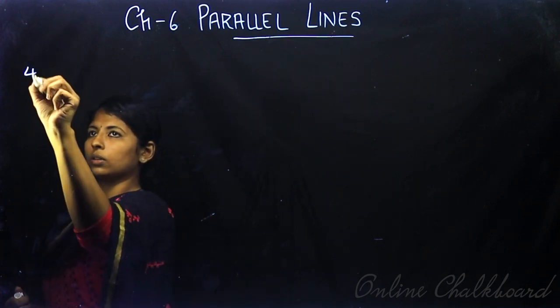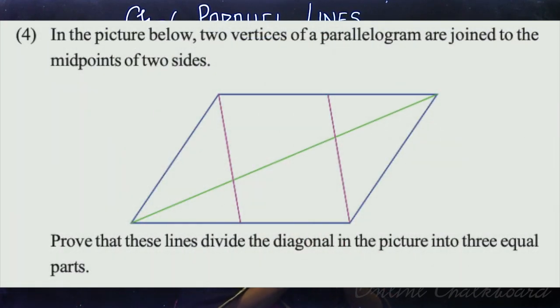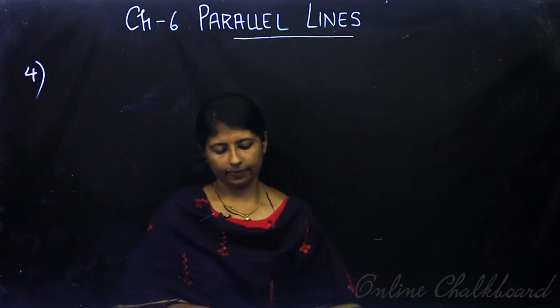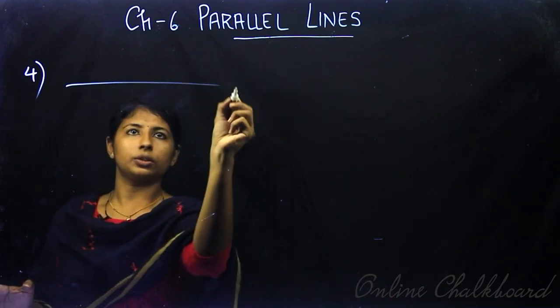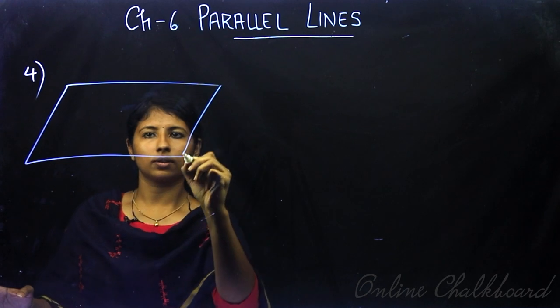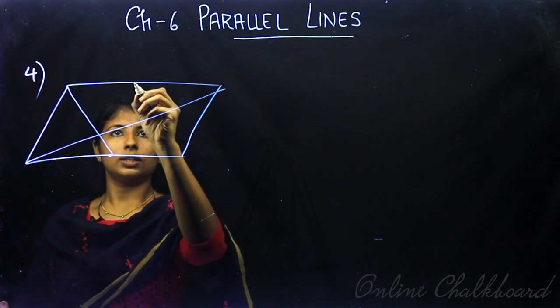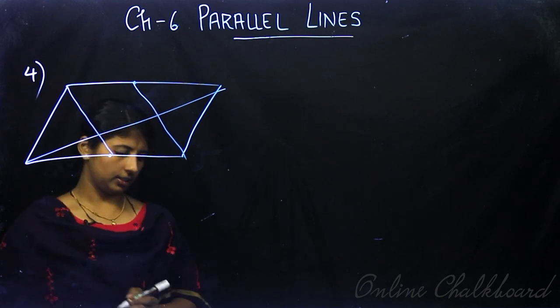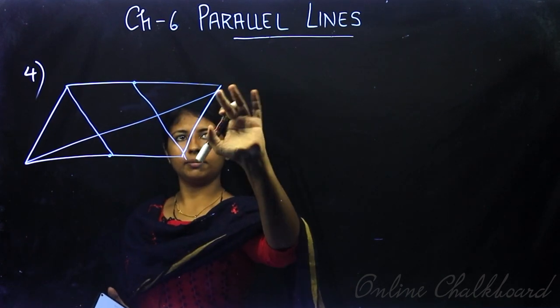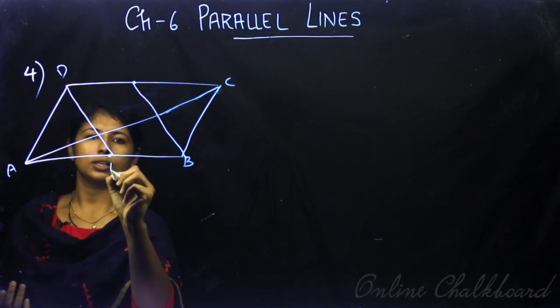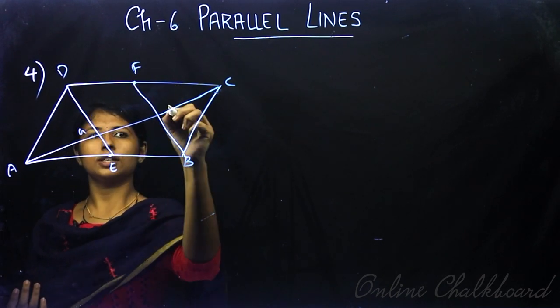Next, question number 4. In the picture below, the two vertices of a parallelogram are joined to the midpoints of the two sides. Prove that the lines divide the diagonal in the picture into three equal parts. We have a picture of a parallelogram. Like this is a parallelogram. Here is a line. This is a midpoint, this is the joint. This is the midpoint. Just a rough diagram. I will call the points A, B, C, D, E, F, G, and H.